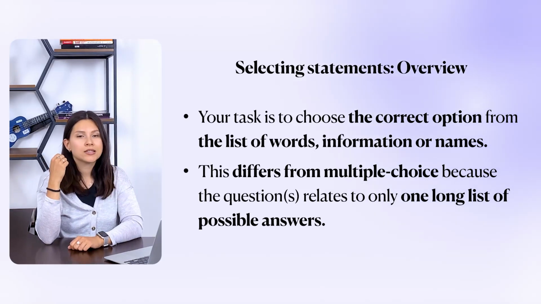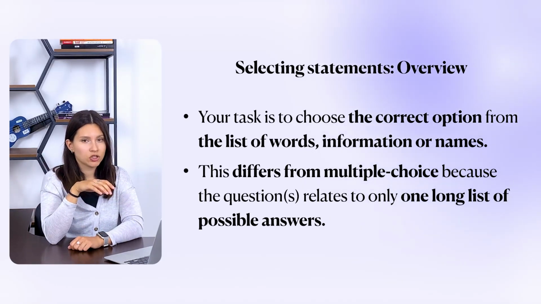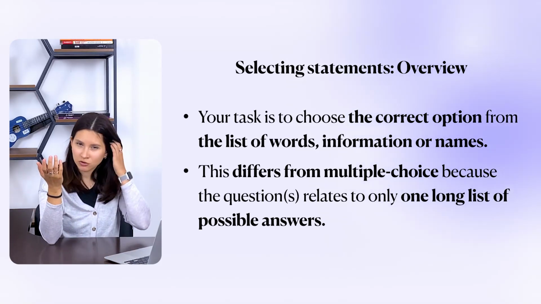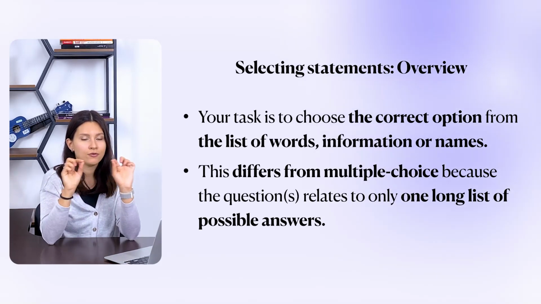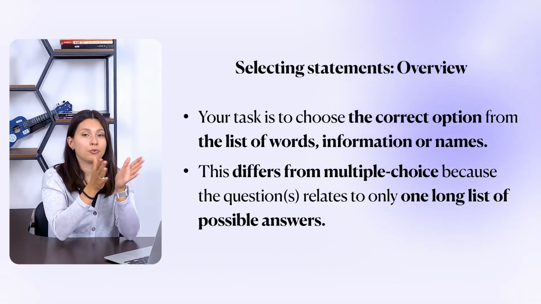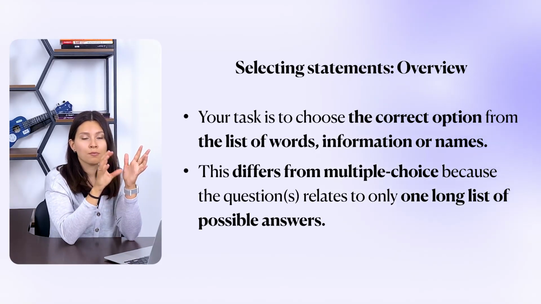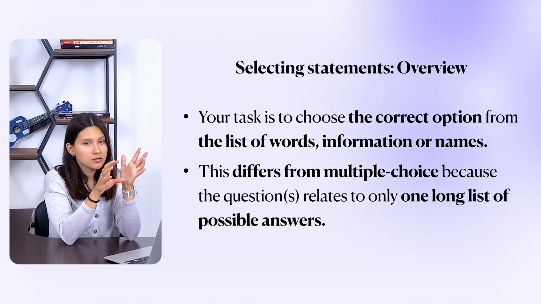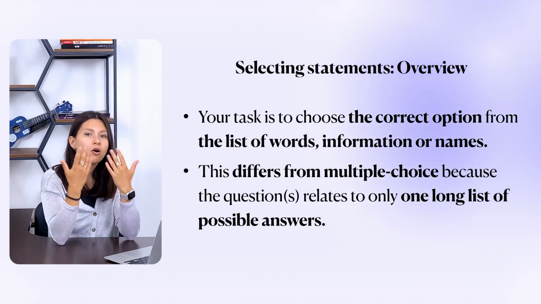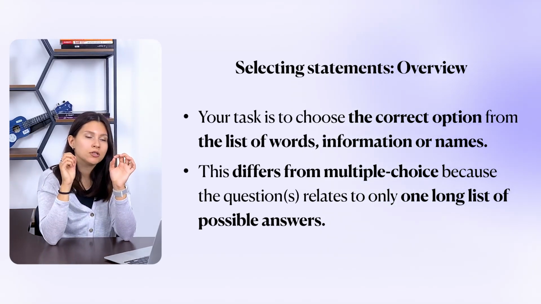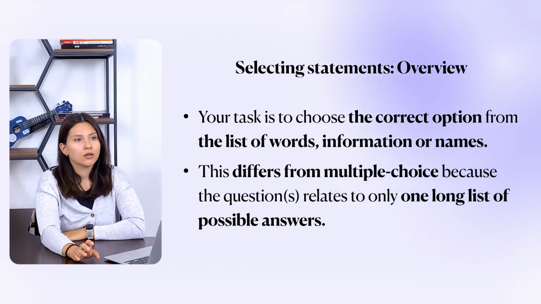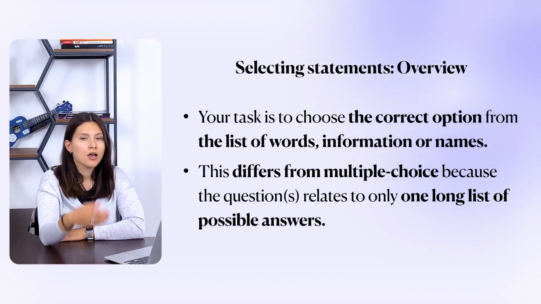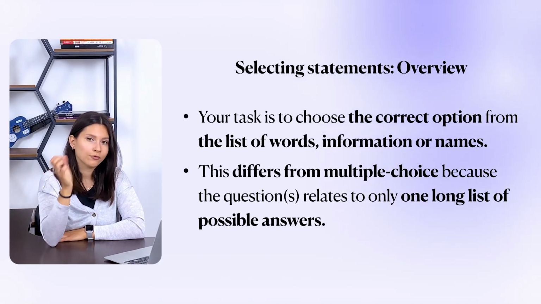This is quite different from multiple choice questions. If you're not sure what multiple choice is, please Google it. You will see that it has different questions, and for each separate question, you will be given 3 or 4 multiple answers. In this case, on the other hand, the questions will be related to only one long list of possible options. So it is quite different, but at the same time, you will have to choose more than one correct answer from the list given.